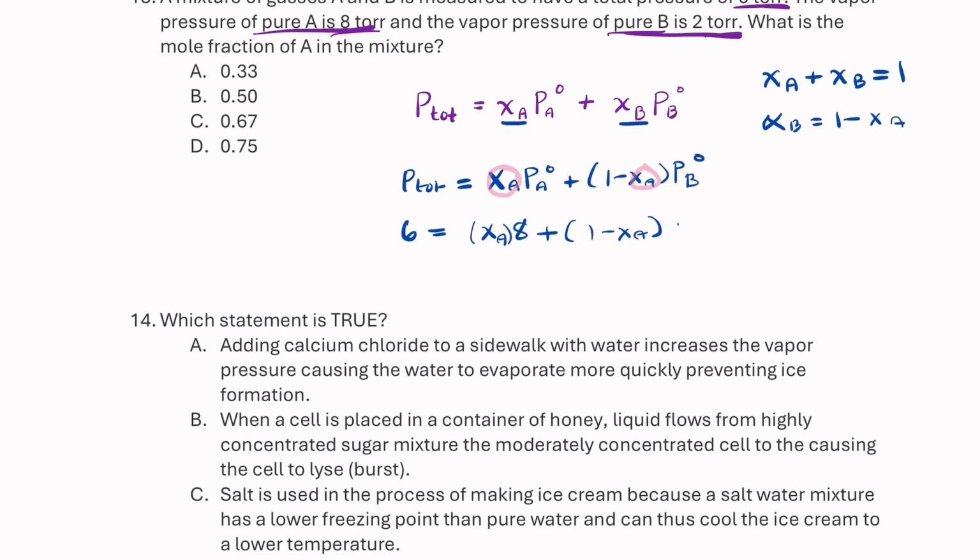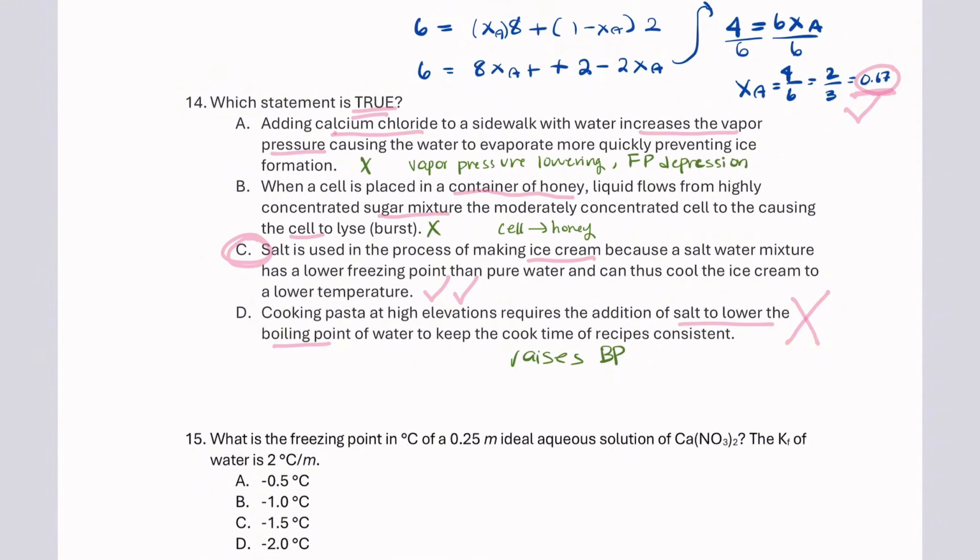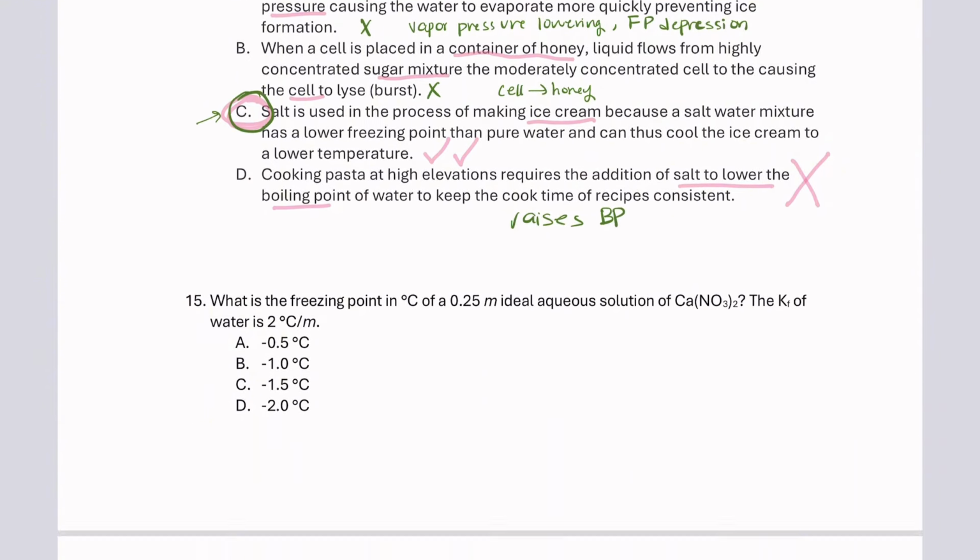We are still going to read D. D says cooking pasta at high elevations requires the addition of salt to lower the boiling point of water to keep the cook time consistent. This is false. Adding salt raises the boiling point of water, not lowers it. So once again, the correct answer for problem 14 is C.